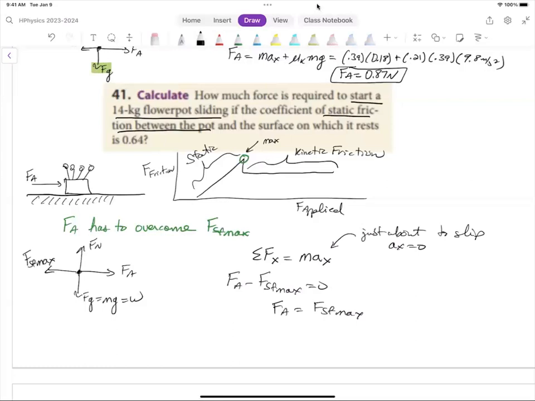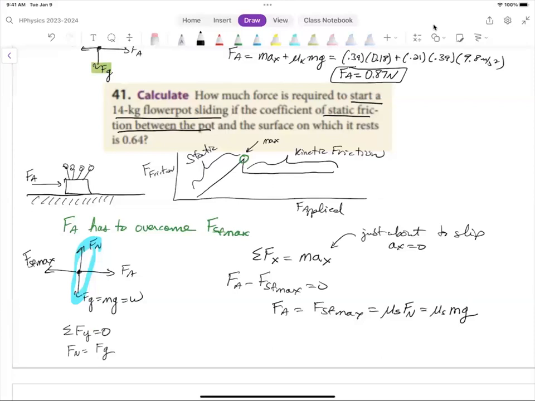And now we'll plug in some numbers. Okay, so force applied equals force of static friction max. So what is the definition of force of static friction max? It is equal to the coefficient of static friction times force normal. In this case, we can see that force normal is equal to the force of gravity. It is not always equal to that. So I will just go ahead and add that. If you don't know how to find force normal, you can sum the forces in the y. It's not accelerating in the y, and you'll find that force normal equals force of gravity.